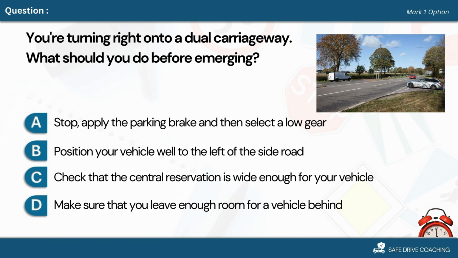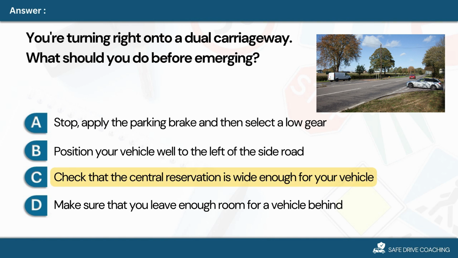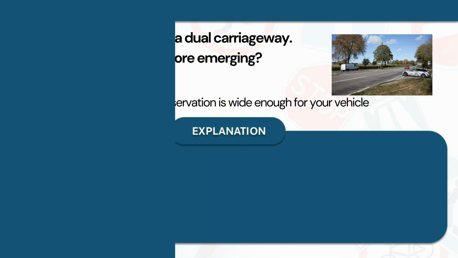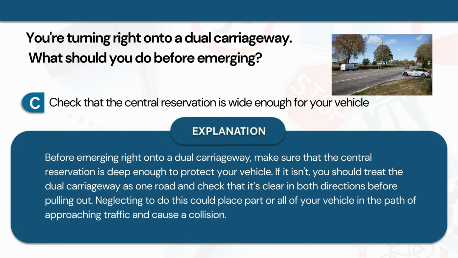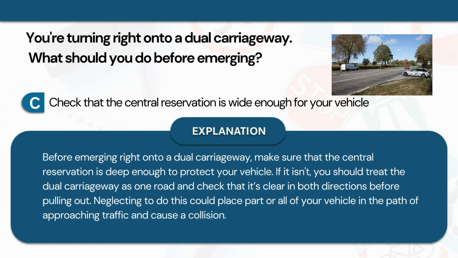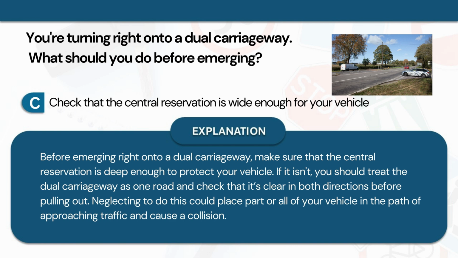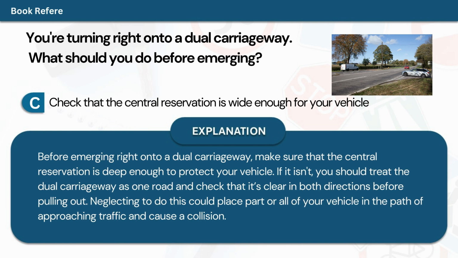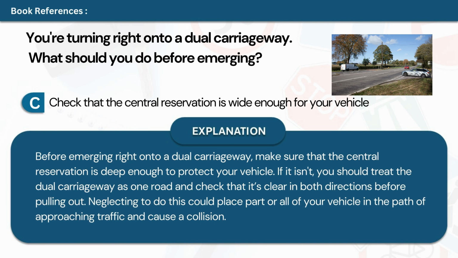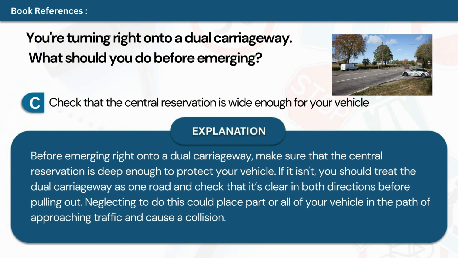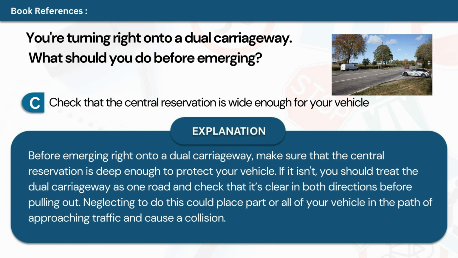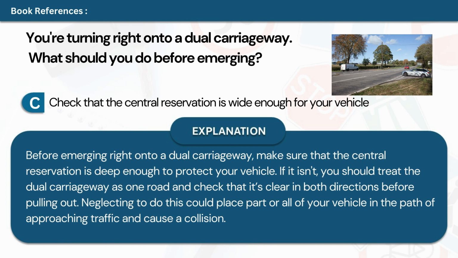The correct answer is C. Check that the central reservation is wide enough for your vehicle. Before emerging right onto a dual carriageway, make sure that the central reservation is deep enough to protect your vehicle. If it isn't, you should treat the dual carriageway as one road and check that it's clear in both directions before pulling out. Neglecting to do this could place part or all of your vehicle in the path of approaching traffic and cause a collision.